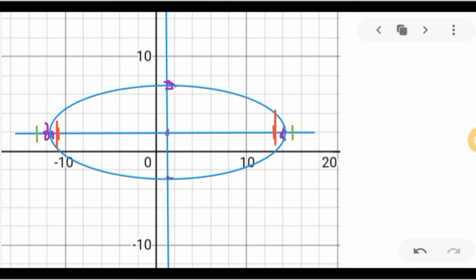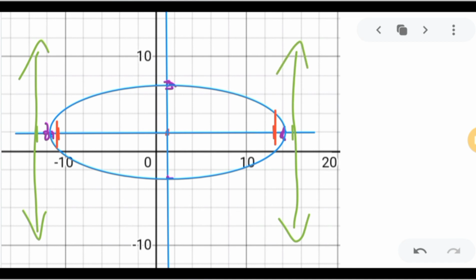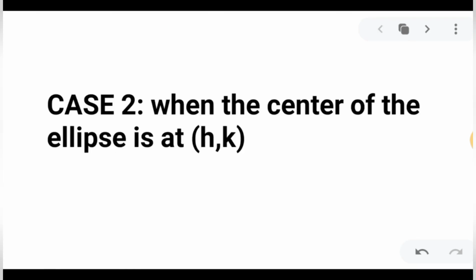This one. And the directrices are always parallel to the minor axis. This is your minor axis. So that is parallel to that. This is your directrix. And then don't forget to label the parts of your ellipse. You have to label the directrices, the latera recta, and then the center of the ellipse, the vertices, and then the co-vertices.